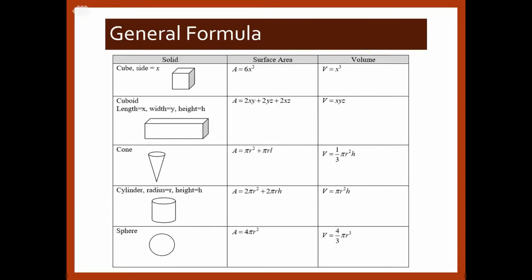Following are the general formulas for the surface area and volume for some basic solids such as cube, cuboid, cone, cylinder, and sphere.